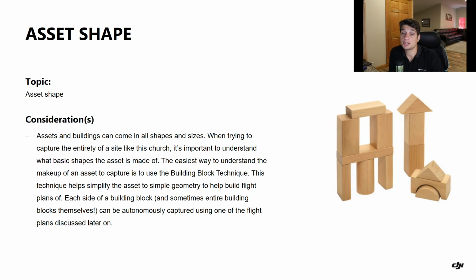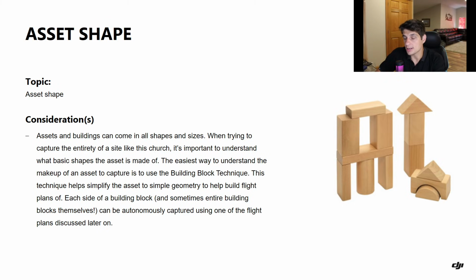When trying to understand the entirety of a site like the church that we've talked about, it's very important to understand what basic shapes this asset is made of. So what does the building look like? The easiest way to understand this, at least from my perspective, is to use the building block technique. Within your mind, can you use children's building blocks to be able to build a rough geometry of the asset?